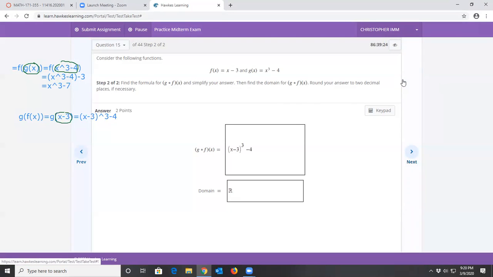Let's see if I had anything else I was confused about. Are there going to be a lot of word problems on the exam? I don't expect there to be a lot of word problems. When you look back through the sections that we've done, there were some word problems when we just started out in chapter 2, talking about linear functions.